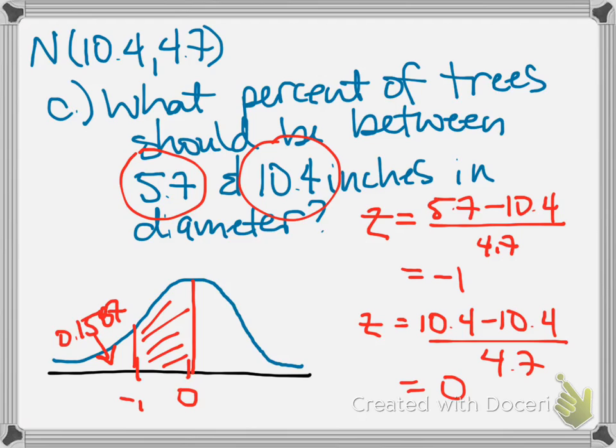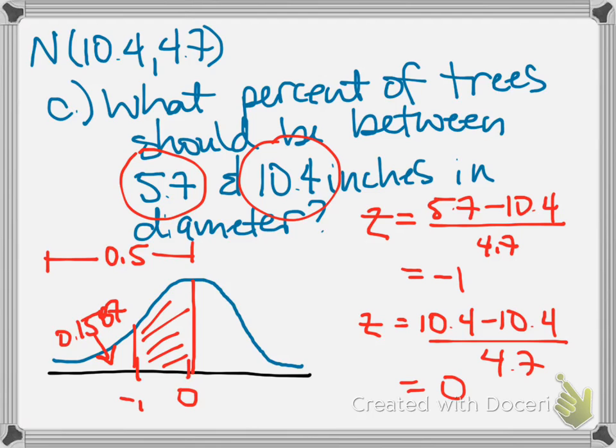So let's make sure we interpret this correctly in our model. We already said that 15.87% of our data should be below a z-score of -1. We just said that 50% of our data should be below a z-score of 0. But that still doesn't quite answer our question. What we care about is what falls in between -1 and 0. And you can probably see that.